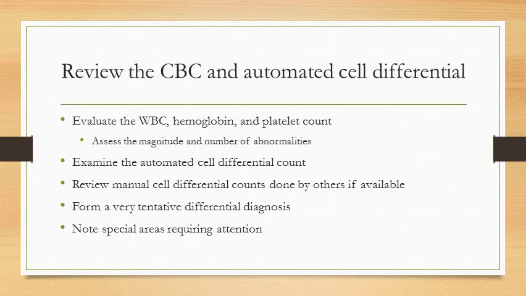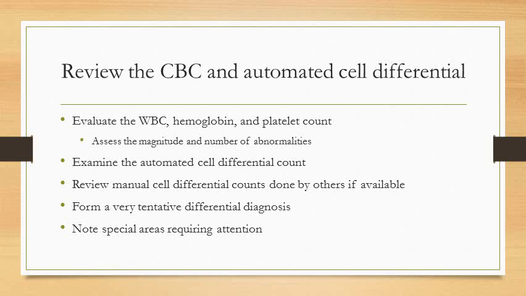Next, review the CBC and automated cell differential. There is a temptation once you get a peripheral blood smear to review to just go ahead and look at the slide right away and ignore everything else. But resist that temptation. Take a deep breath and evaluate the CBC data. So look at the white cell count, the hemoglobin and the platelet count especially. And it does matter in terms of assessing the magnitude and the number of abnormalities.